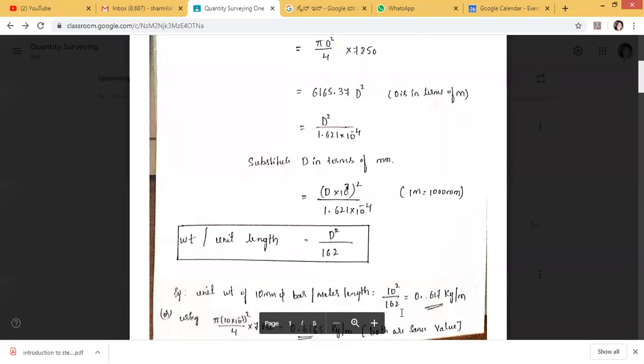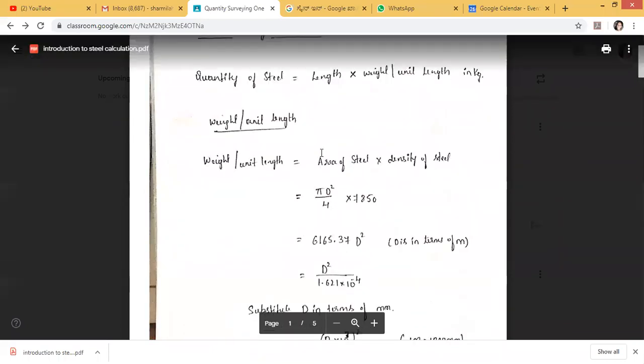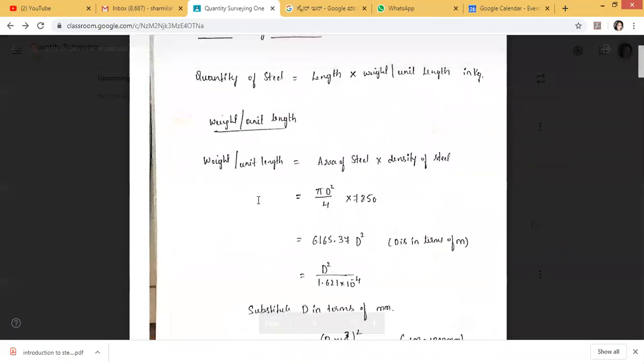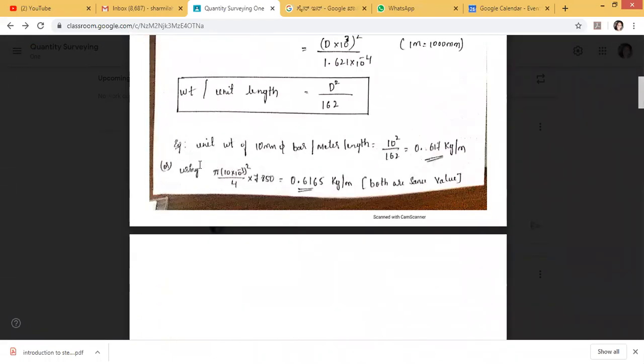One more method we can use is to directly substitute in the other formula. For a 10 mm dia bar, pi into 10 and so on. But when you are substituting in this formula, you have to substitute in terms of meter. In the d square by 162 formula you can substitute directly in terms of millimeter, but if you are using the formula area into density, you have to substitute everything in terms of meter.